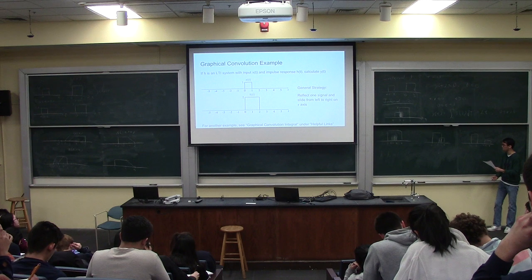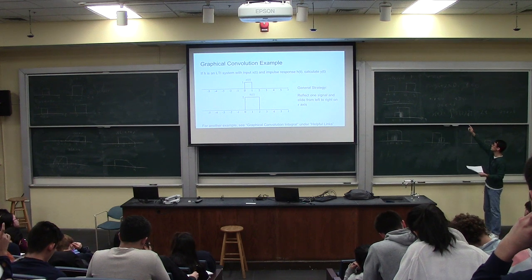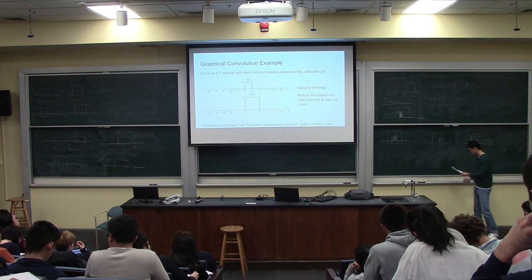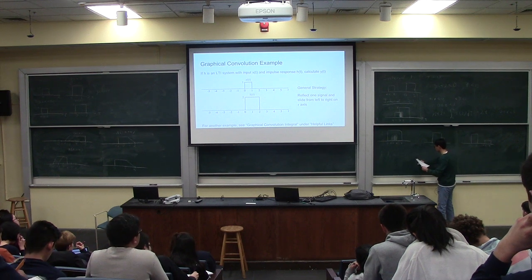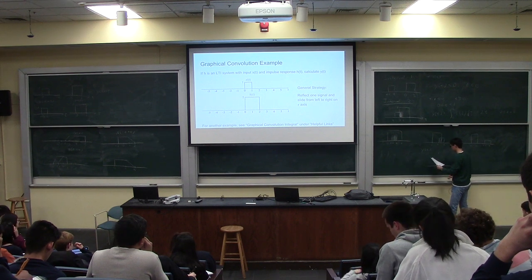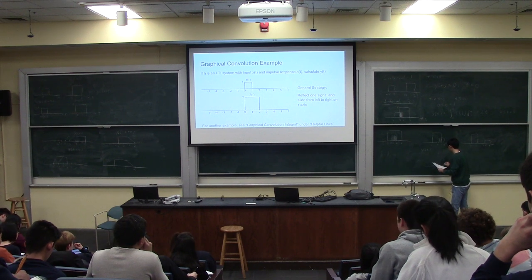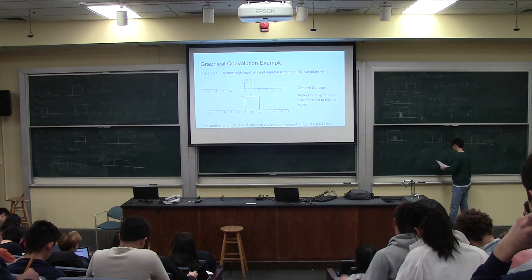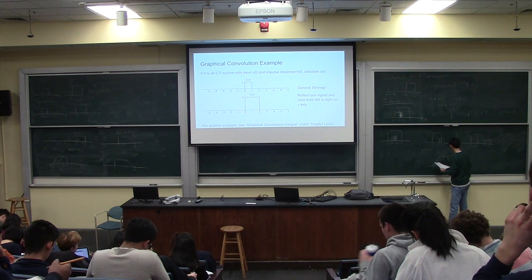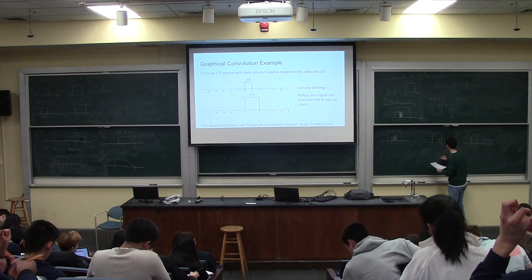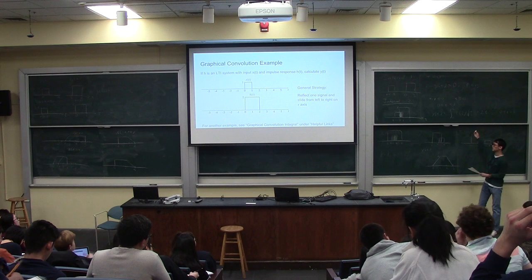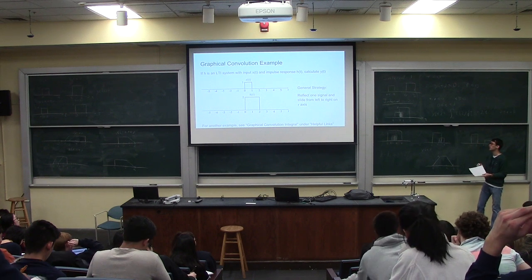So in total, you'll have 5 different intervals. And once you combine all of them, you'll get something, a y of t, that looks like this. 1, 2, 3, with a height of 2. And that's how you do graphical convolution. I'll skip the remaining calculations in the interest of time.